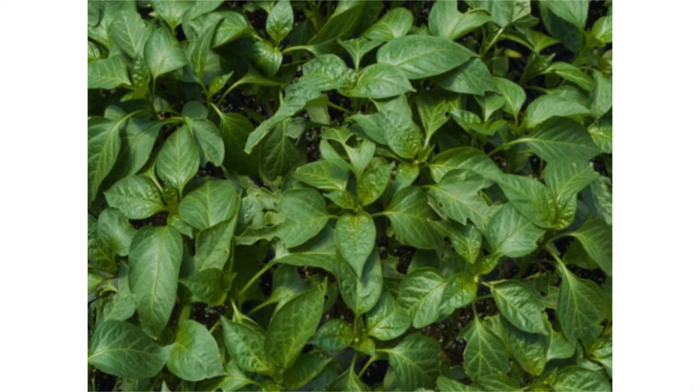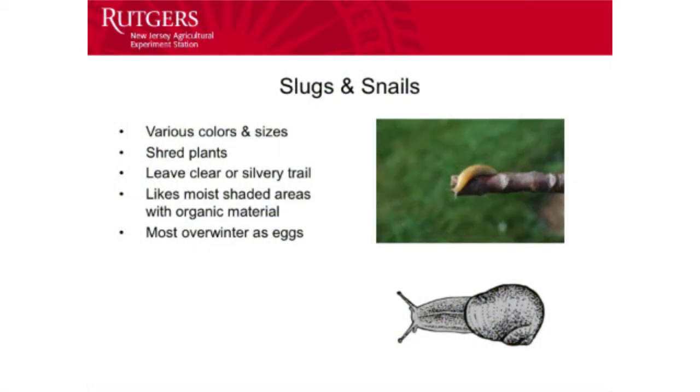Another pest that gets on lots of different vegetables, as well as flowers, are slugs and snails. Oftentimes on a nice sunny day we don't see the pest itself, but we see the cutting damage here on peppers. They come in all kinds of shapes and sizes and colors, but they all come out at night and on rainy days, shred our plants, and then leave their silvery slime trail.